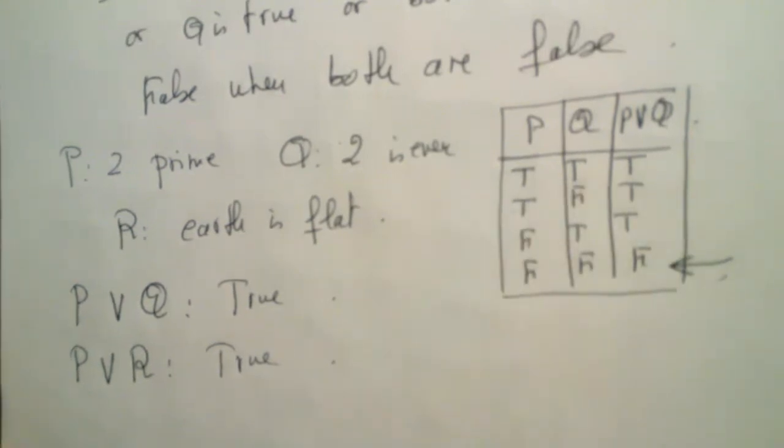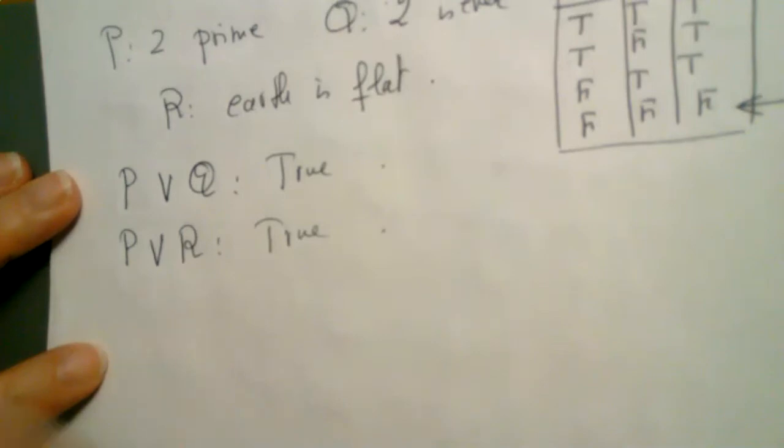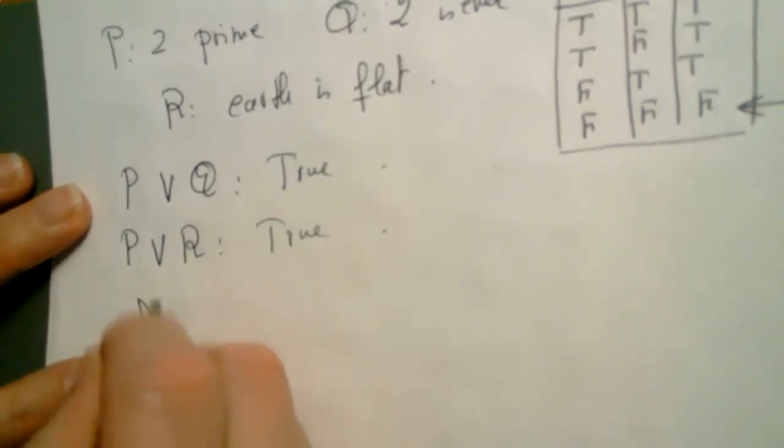False only in one case. So we now combine propositions in two ways, with P and Q, P or Q. Now there is also another way we do it, but it's not combining. It's something based on what? Negation.